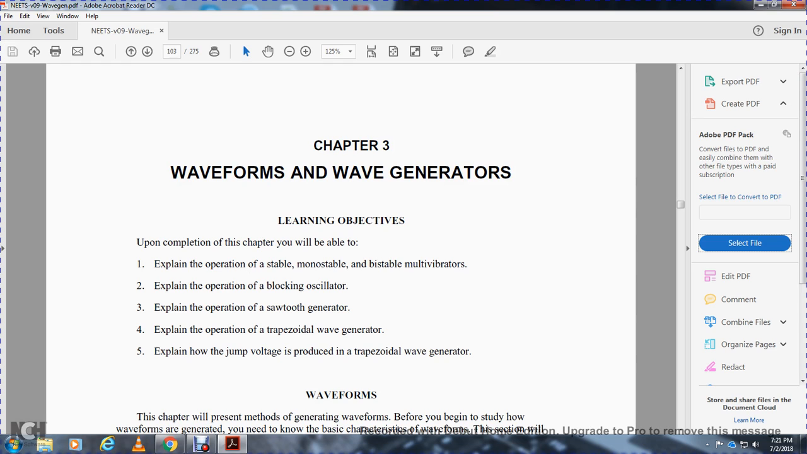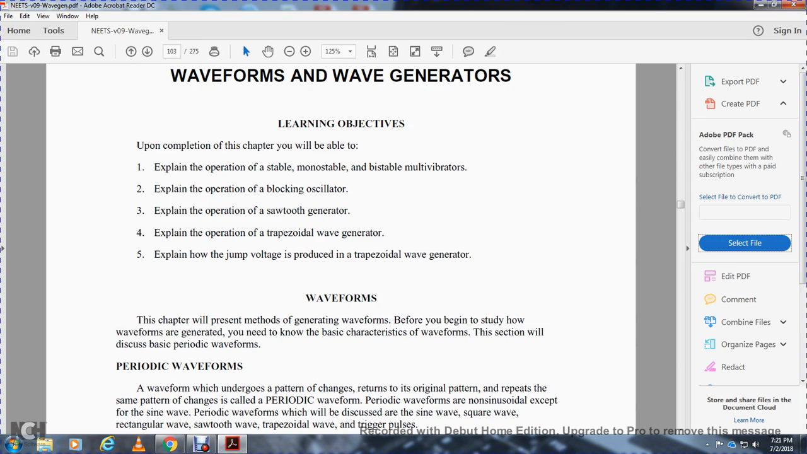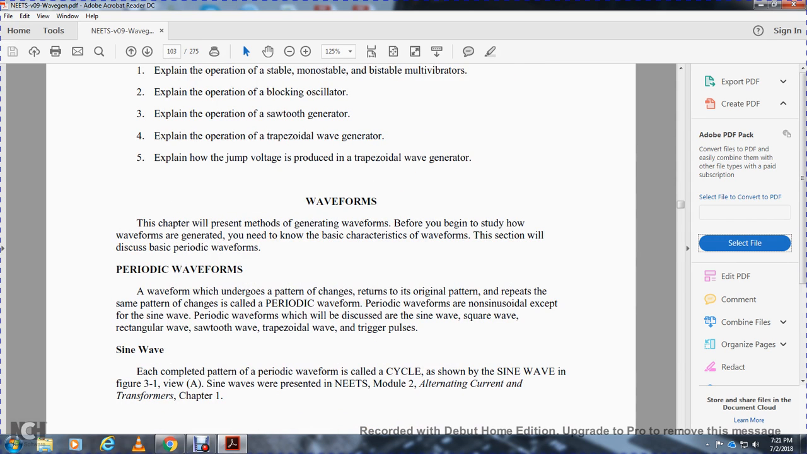Upon completion of this chapter, you will be able to explain the operation of astable, monostable, and bistable multivibrators, explain the operation of a blocking oscillator, explain the operation of a sawtooth generator, explain the operation of a trapezoidal wave generator, and explain how to jump voltage and produce a trapezoidal wave generator. Waveforms. This chapter will present the methods of generating waveforms.